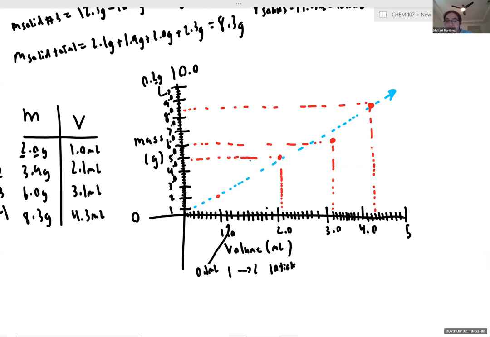Now, Excel will do this for you automatically, and I would encourage you to check your work using Excel, but I do not want you to use Excel for your graph. I want you to make it by hand.